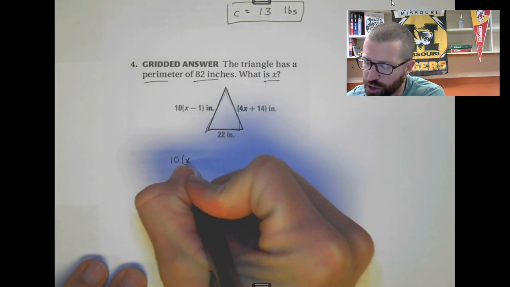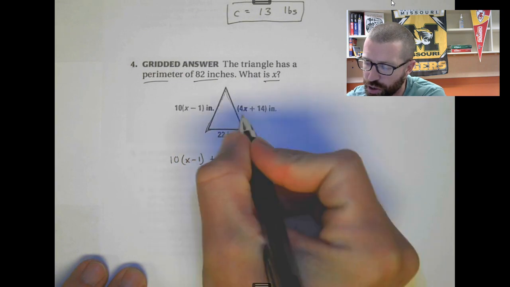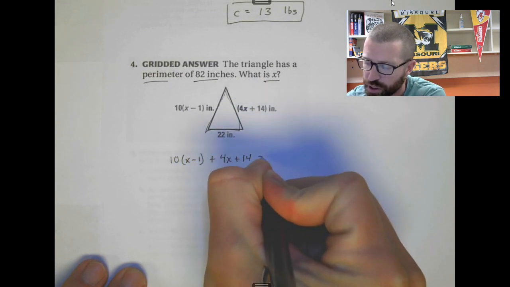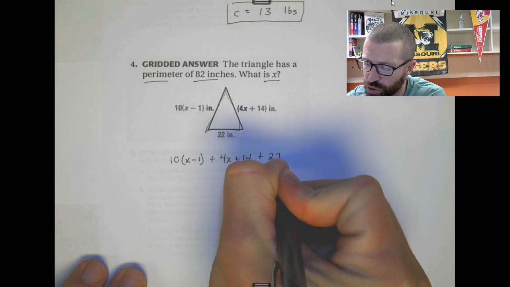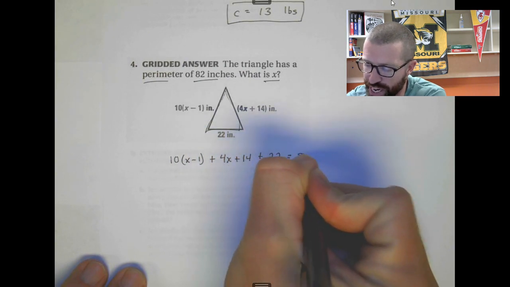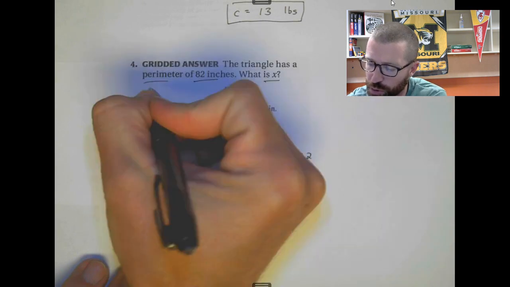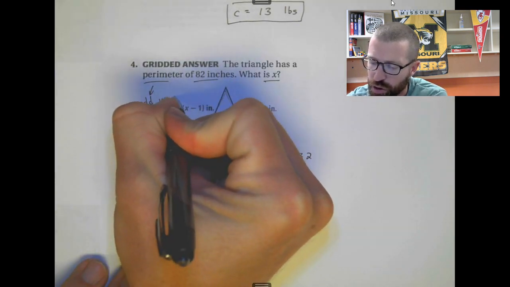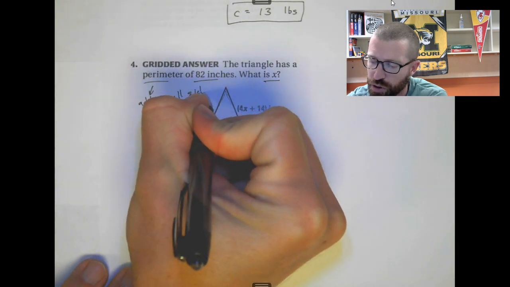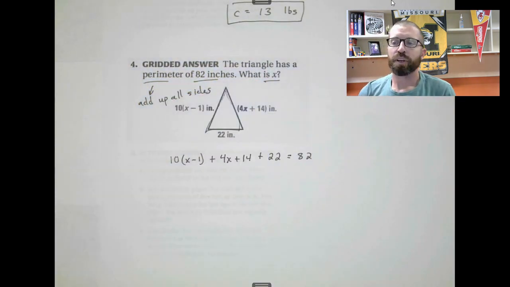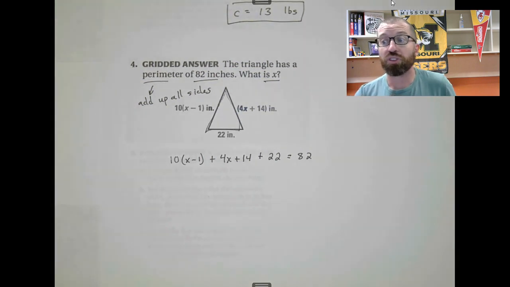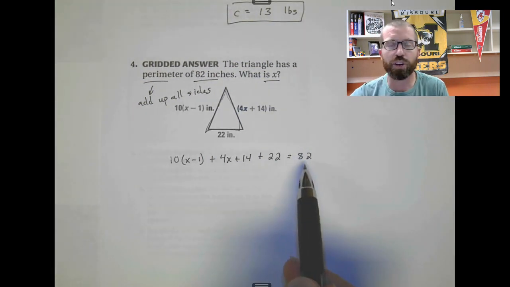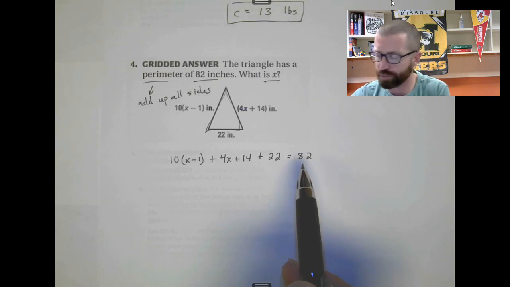I'm going to start with 10x minus 1, and then plus 4x plus 14 plus 22 is equal to 82. So perimeter means add up all the sides. And so that's where your equation comes from. Once again, we have a total. We have a total of 82. So a lot of times when you're trying to write an equation, look for a total.